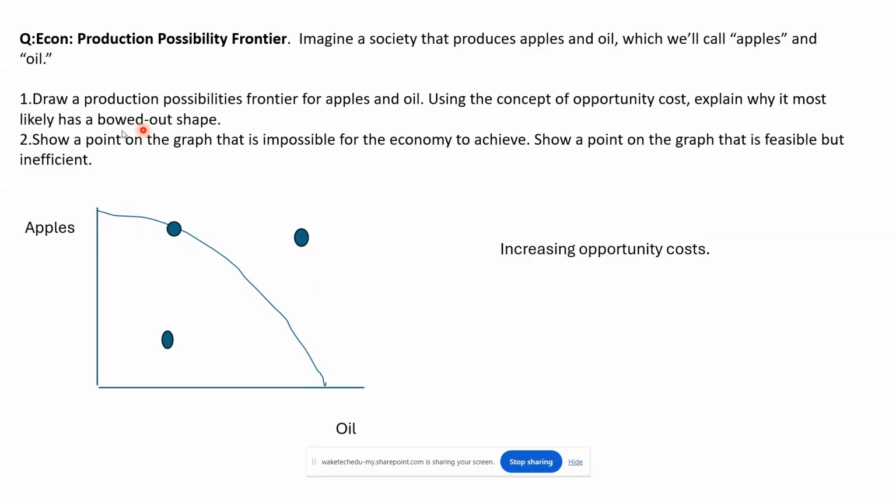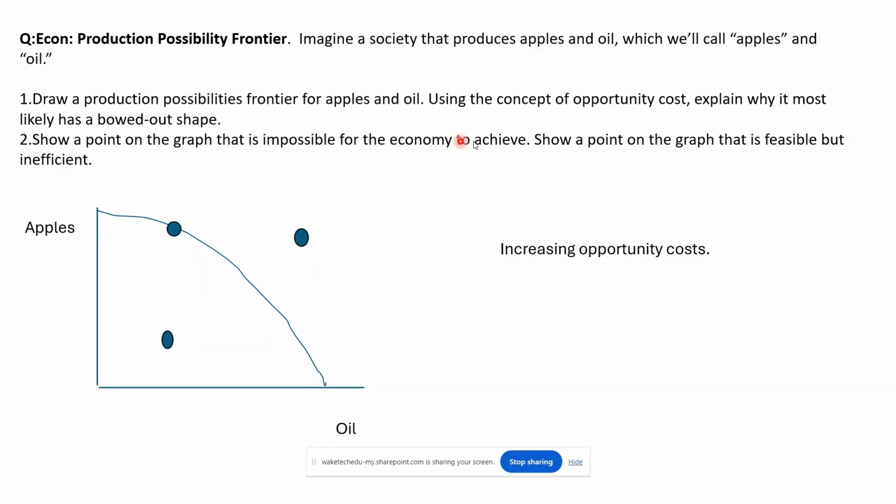So the whole reason why you have this bow-shaped curve is because when you start with whatever commodity, you're going to get the most efficient ones first. The most efficient ones will have the lowest opportunity costs, and those costs will just keep increasing as you grow more and more of that commodity.